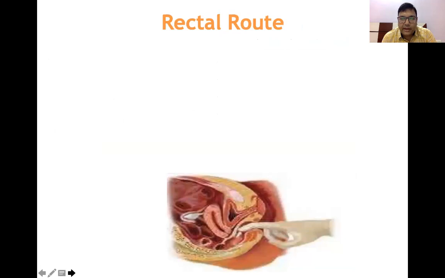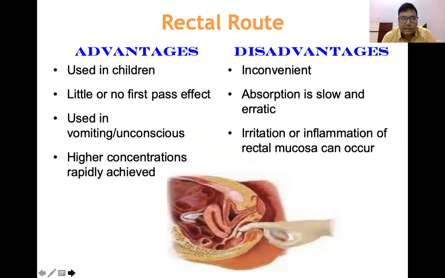Third enteral route is the rectal route. The advantage of the rectal route is that it is a common method used for administration of drugs in children, and it has little or no first pass effect. And for patients who are having vomiting or unconsciousness, rectal route can be used, and high concentration can be rapidly achieved. So, for febrile seizures in children, diazepam is commonly being used by the rectal route.